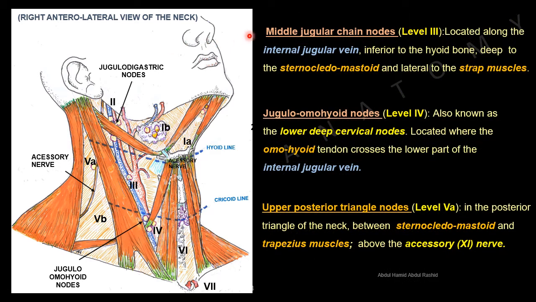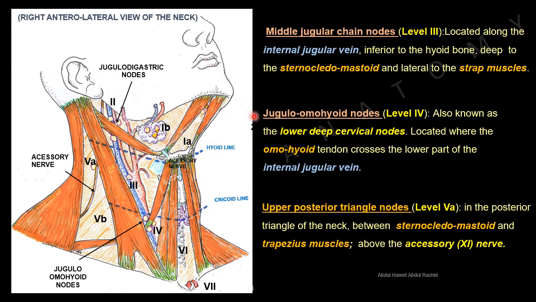Next is middle jugular chain nodes, level 3. Located along the internal jugular vein, inferior to the hyoid bone, deep to the sternocleidomastoid, and lateral to the strap muscles.